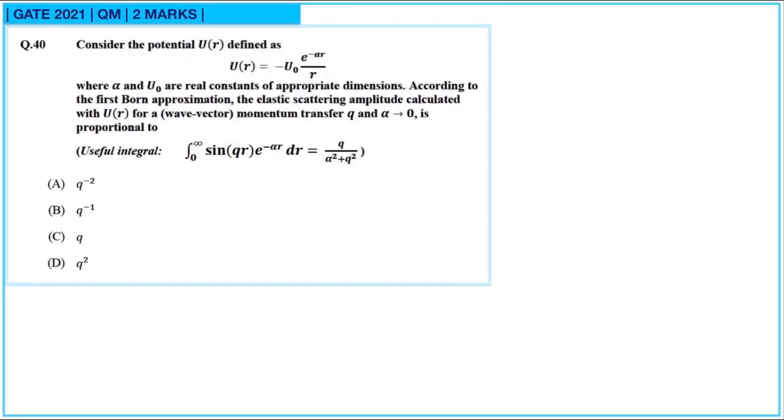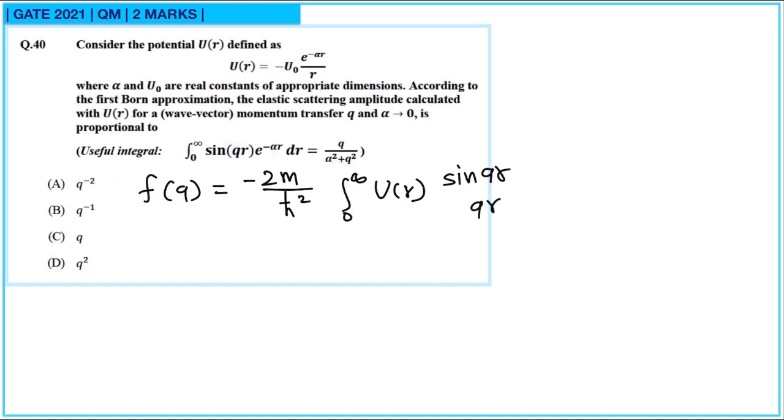Next question. Consider the potential U of r defined as U of r is equal to minus U naught e raised to minus alpha r by r, where alpha and U naught are real constants of appropriate dimensions. According to the first Born approximation, the elastic scattering amplitude calculated with U of r for a wave vector momentum transfer q and alpha tending to 0 is proportional to. Now the scattering amplitude in spherical coordinates is given by this function. F of q is equal to minus twice m by h cut square integration 0 to infinity U of r sin qr by qr 4 pi r square dr.